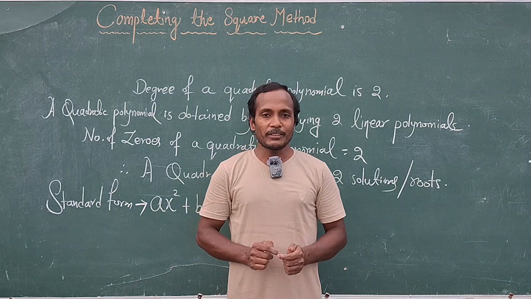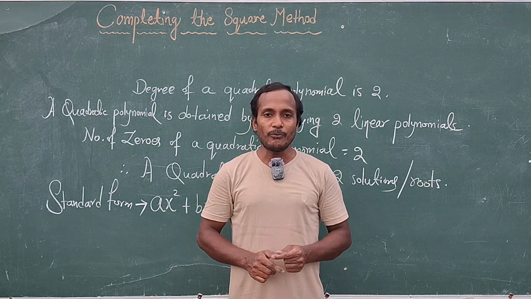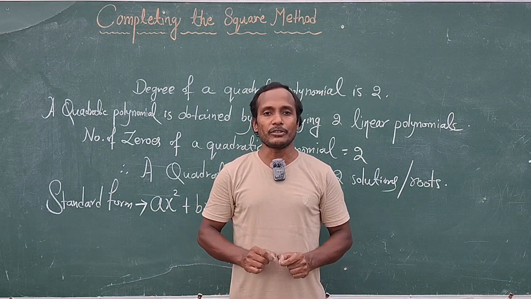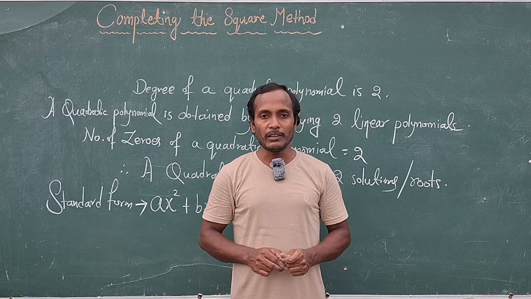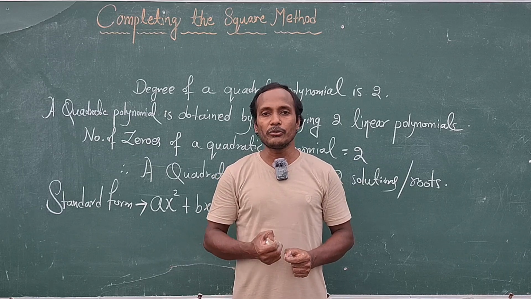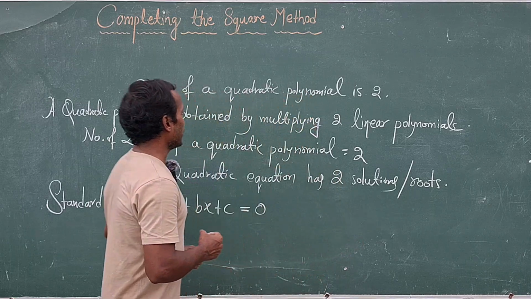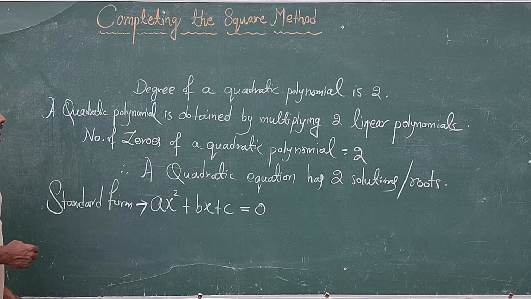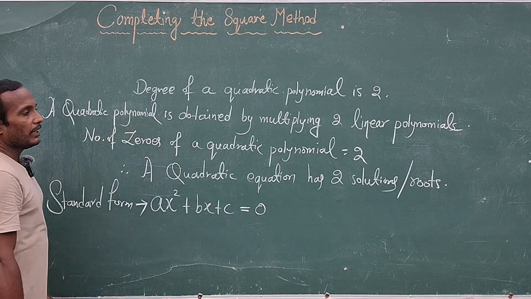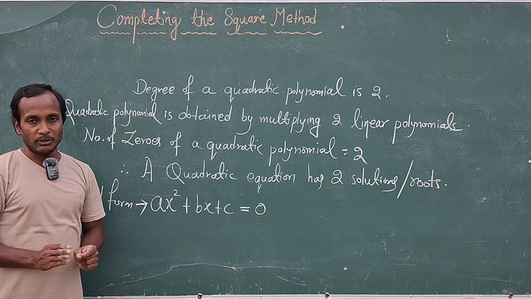Good morning, students. In this class, we shall be talking about finding solutions to a quadratic equation. First of all, let me discuss quadratic polynomials and zeros and solutions and roots. Let's talk about it. The degree of a quadratic polynomial is 2. A quadratic polynomial is obtained by multiplying two linear polynomials.